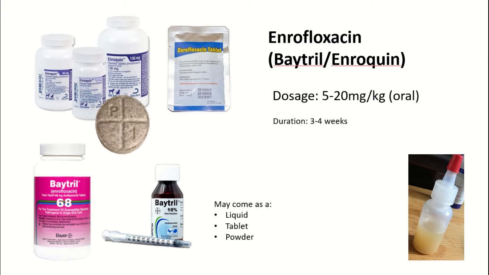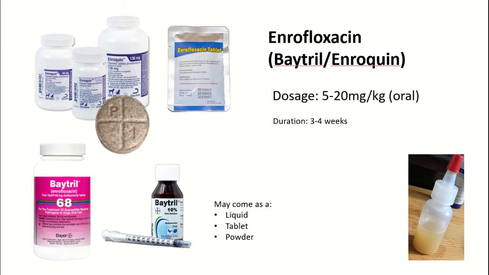Now onto the drugs themselves. For treating respiratory infections caused by a bacteria, you're going to want to use Enrofloxacin. The brand names for these are usually going to be Baytril or Enroquin, those are the most common. You're going to want to use this at a dosage of 5 to 20 milligrams per kilogram. Of course, this is the dosage for the oral one. You'll want to dose for 5 milligrams if the respiratory infection is less severe, and for more severe cases you can use up to 20 milligrams. You're not going to want to use more than this, and you're going to want to use it for a duration of 3 to 4 weeks.